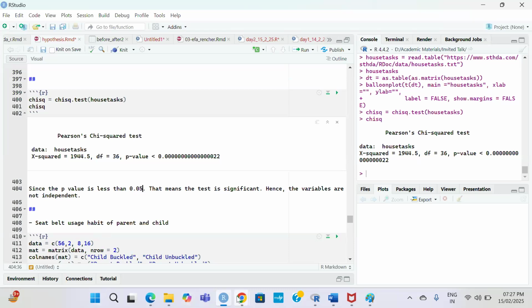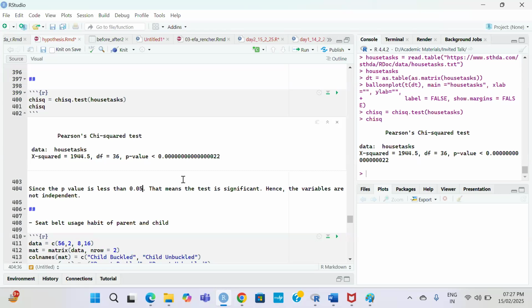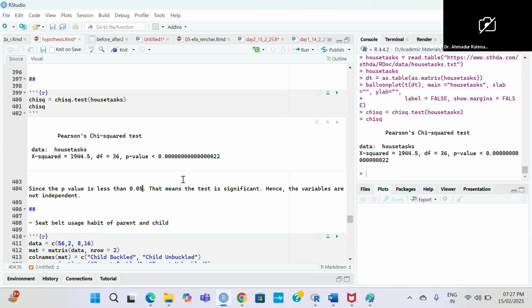We reject the null hypothesis. When we reject the null hypothesis, that means house tasks are not independent. They are dependent on either husband or wife. Okay, they are not independent. And we all see this. It is a very common thing that we see that works are assigned, whose duty is this. Which tasks the husband has to do, which tasks the wife has to do, they are assigned.